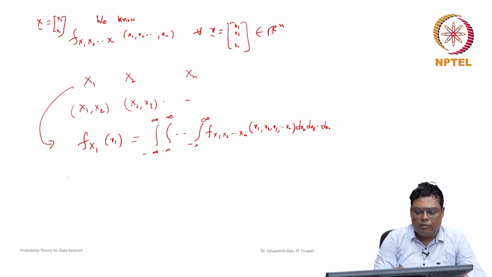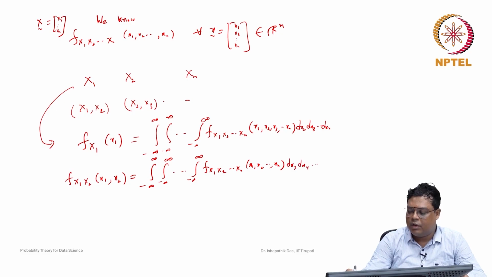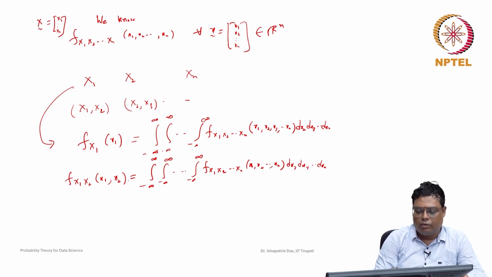Similarly, if you want to find the marginal probability density function of x1 x2, then we have to integrate the other variables, each from minus infinity to plus infinity. This is the joint probability density function, which is known to us for any values x1, x2, ..., xn. Then we integrate over x3, x4, up to xn, that is dx3, dx4, ..., dxn. We do not integrate x1 and x2. We integrate the remaining variables.